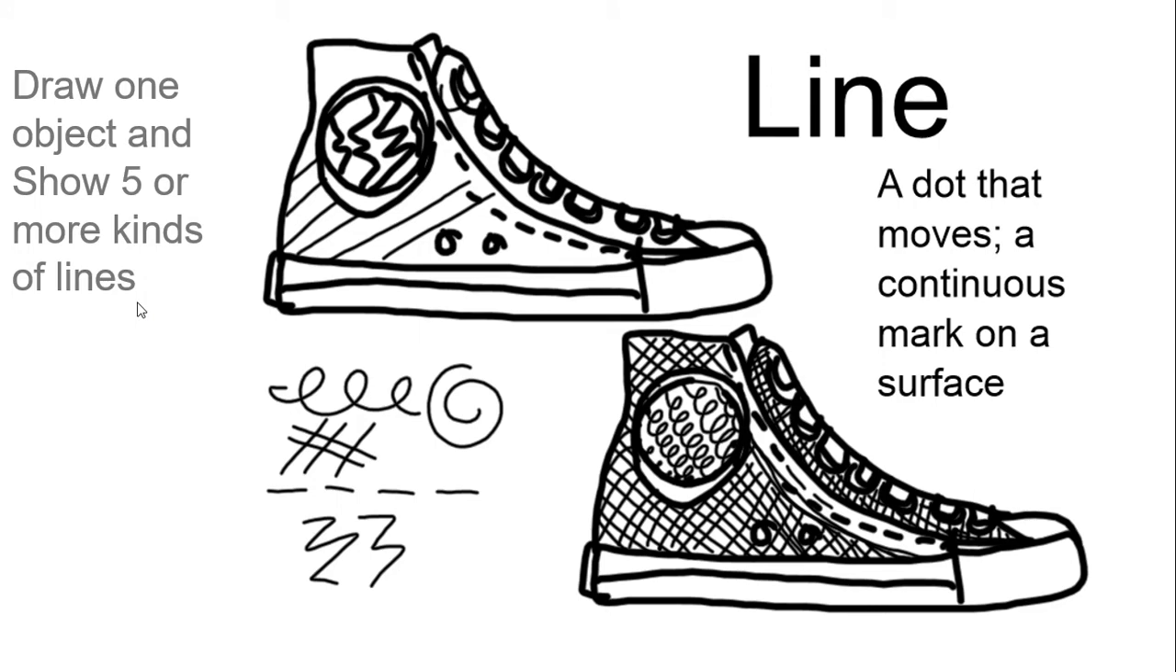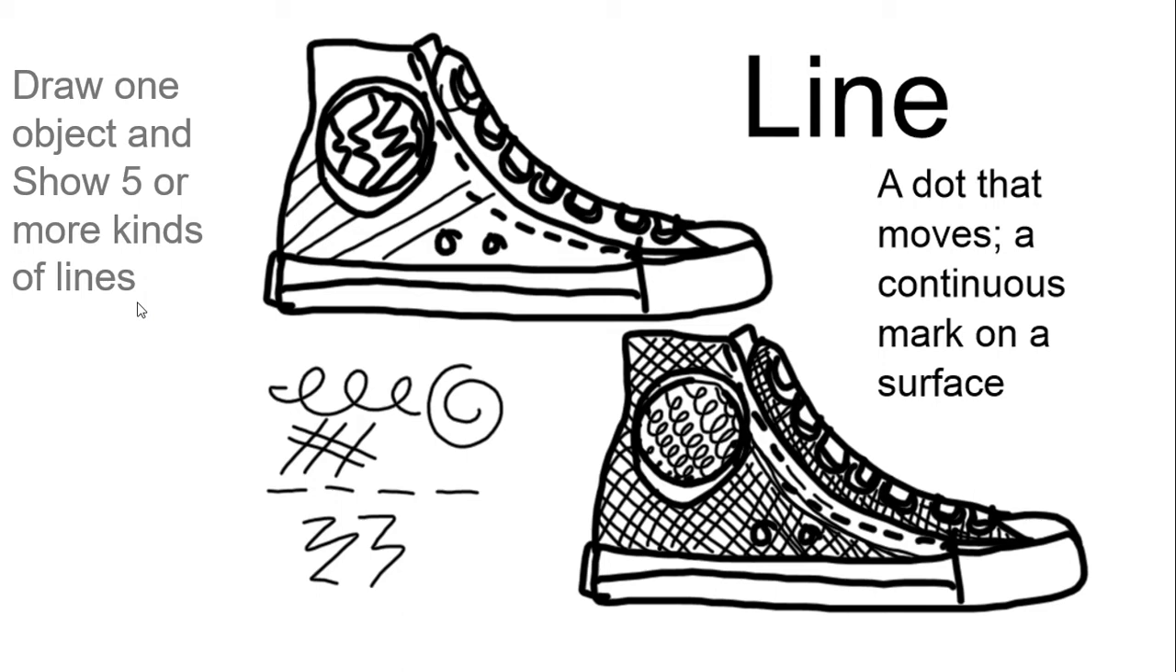So our first element is line. The definition of line is a dot that moves or a continuous mark on a surface. So for this visual representation or drawing, you're going to draw one object and show 5 or more kinds of line. So there are 2 options shown here, and each has at least 5 kinds of line in it.